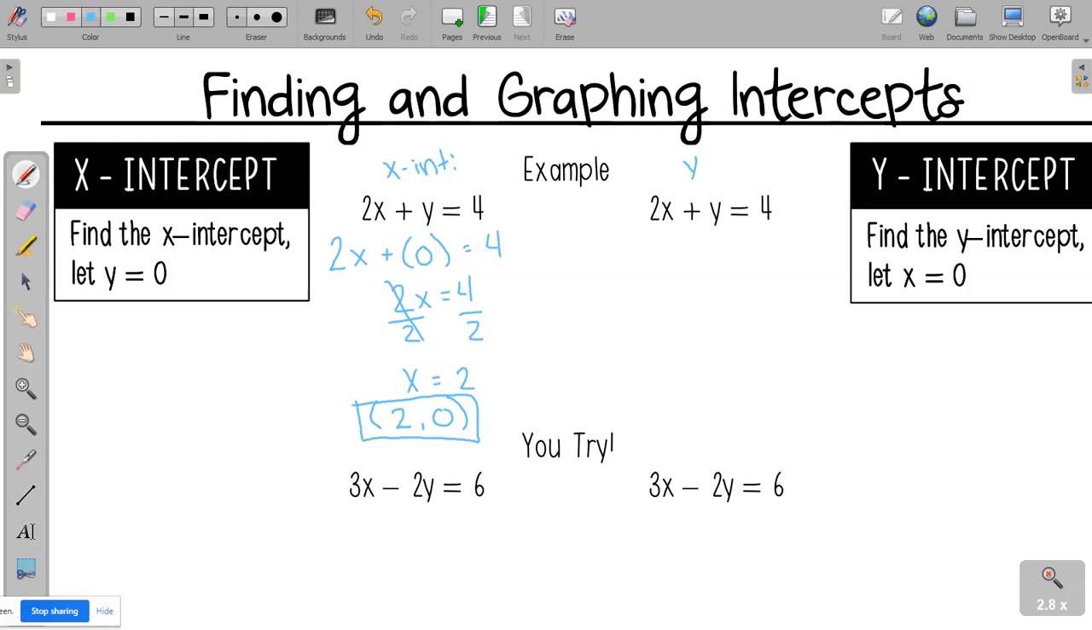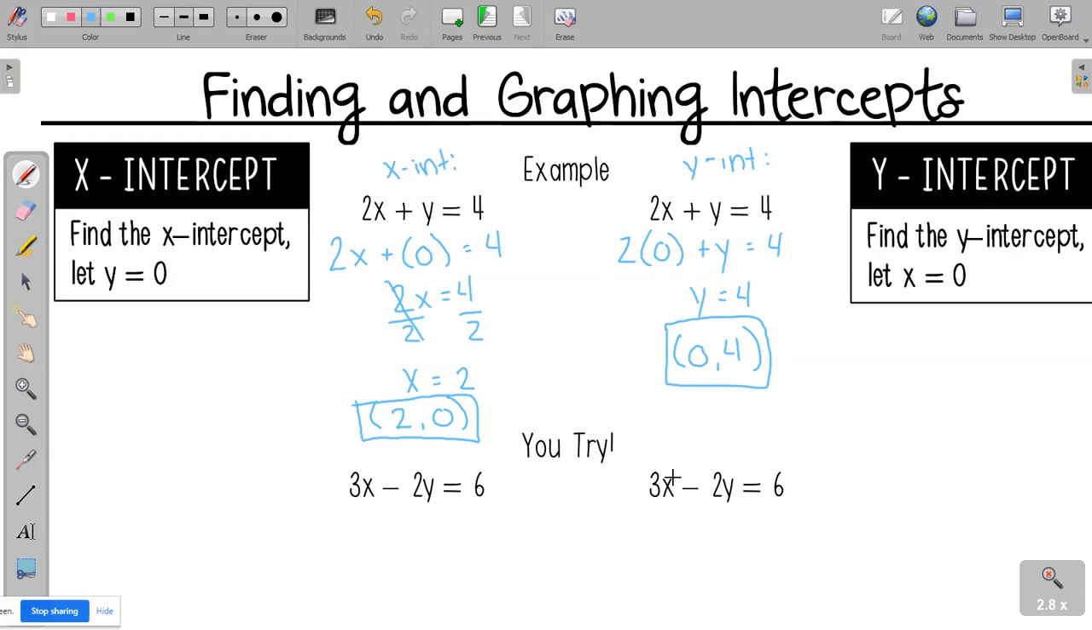Now we're doing the same equation, but we're finding the y-intercept. So the y-intercept, you're going to want x to equal 0. So substitute that 0 in for x. So 2 times 0 plus y equals 4. 2 times 0 is 0, so we're just going to have y to equal 4, and then write the point. Our x is 0, our y is 4, so we have the point 0, 4. So those are our 2 intercepts.